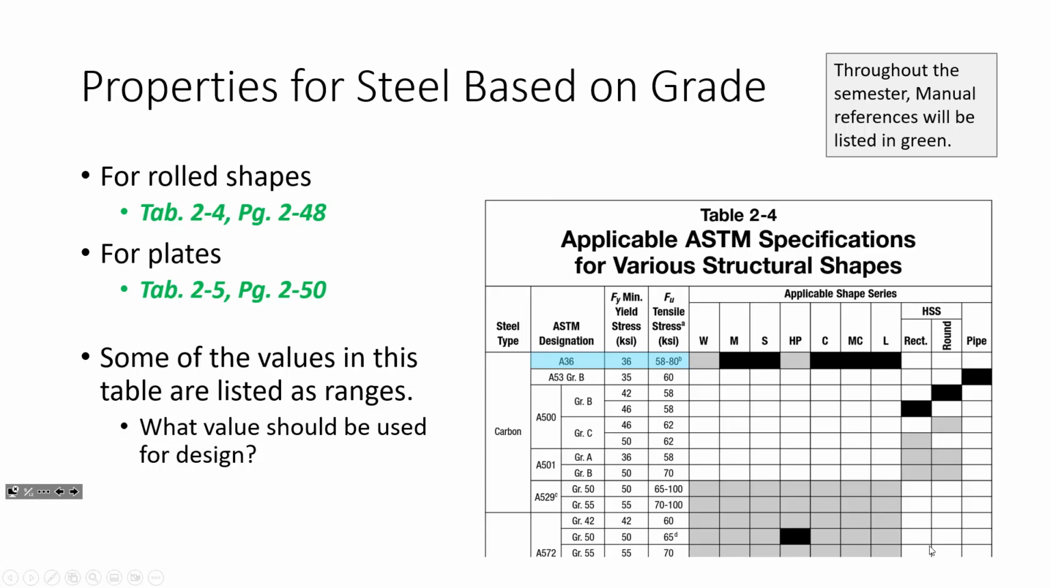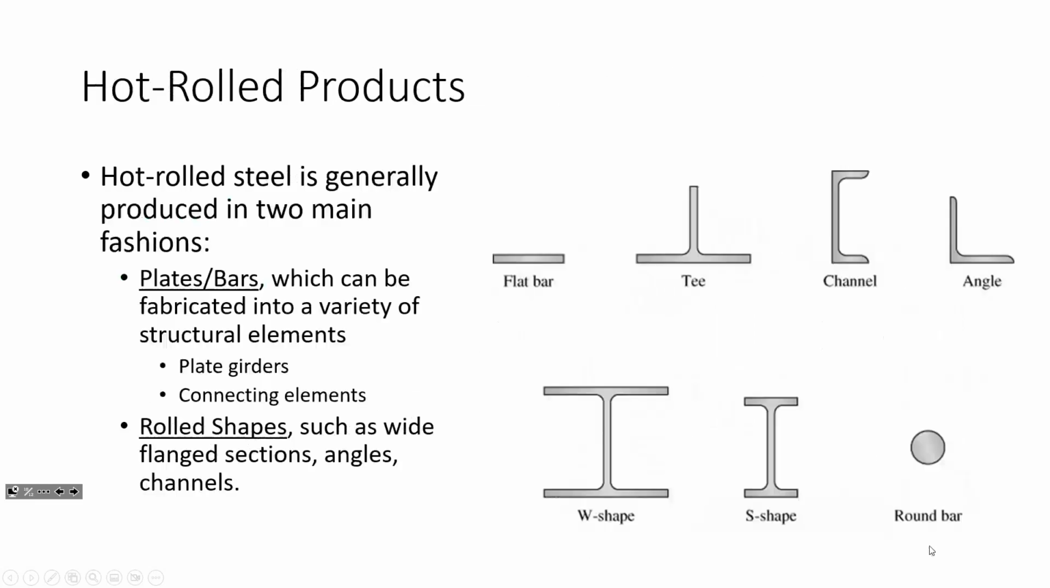W-shapes is A992, it's off the screen. So if you're purchasing something off the shelf and you don't know what the steel grade is, chances are it's probably the black square. If it's white, you can't find that product in that grade. So just something to keep in mind. Does that make sense? Okay, any questions so far?